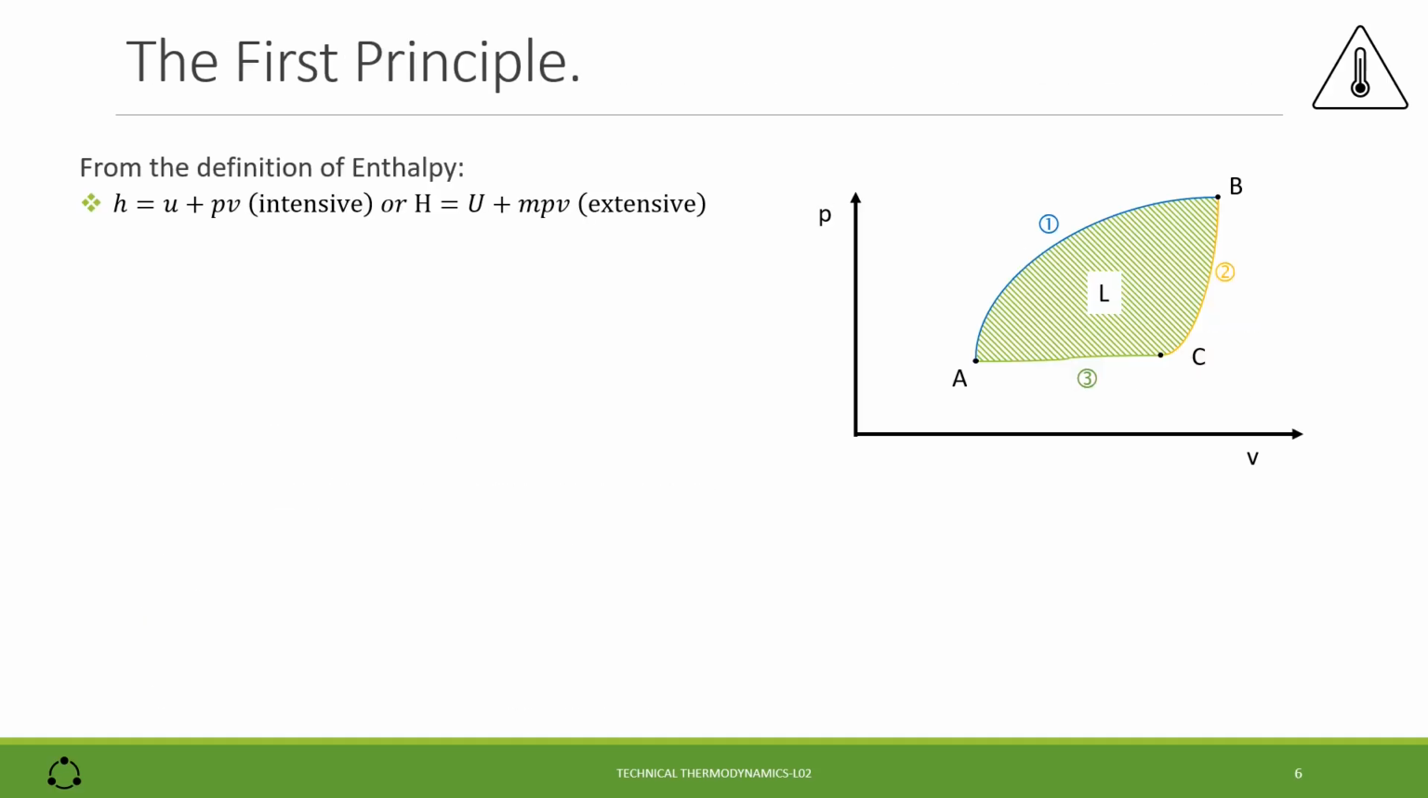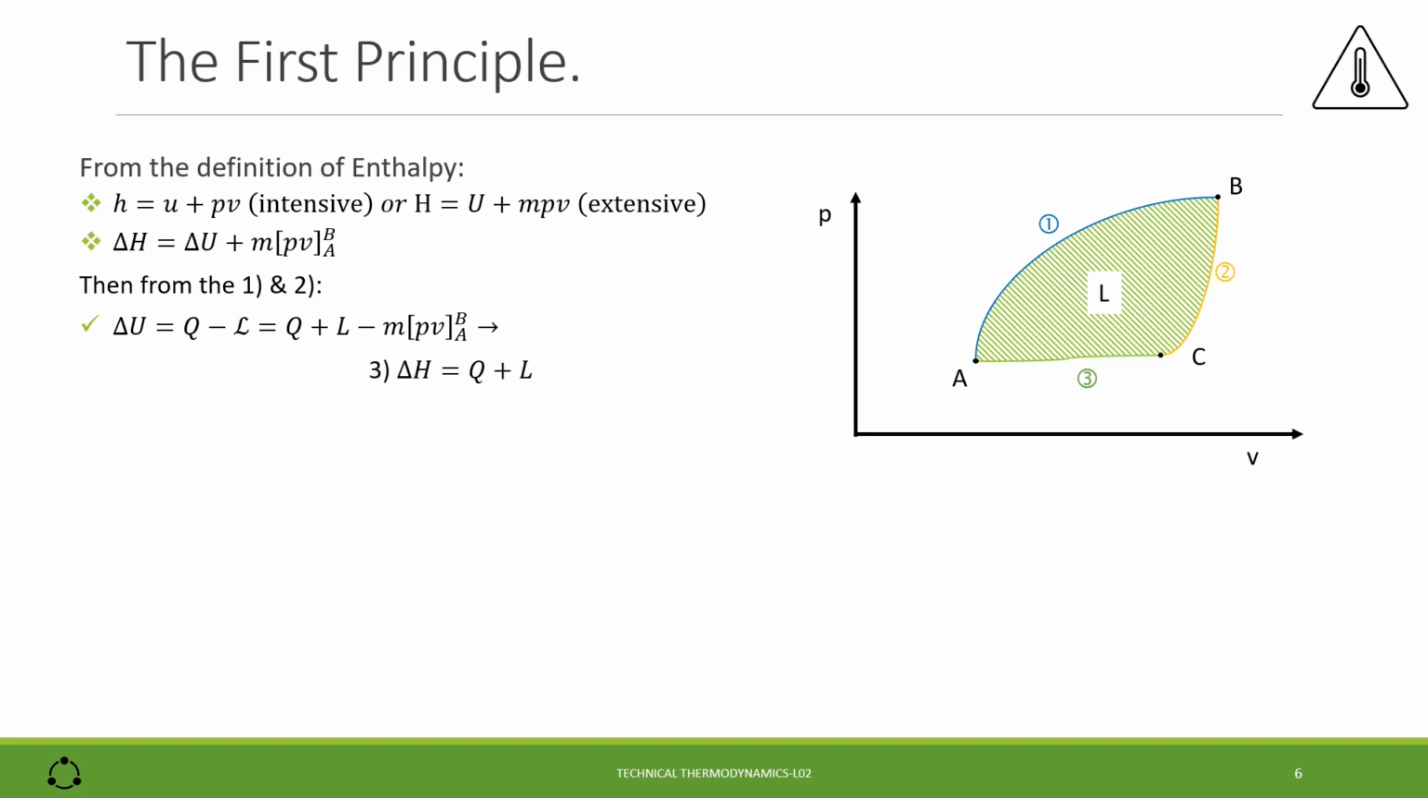From the definition of enthalpy, enthalpy equals U plus PV in intensive form, or enthalpy equals capital U plus MPV in extensive form. The delta enthalpy equals the delta internal energy plus M times differential PV. Then from the number 1 and 2 we can write delta U equals Q minus thermodynamic work equals Q plus technical work minus M times differential PV.